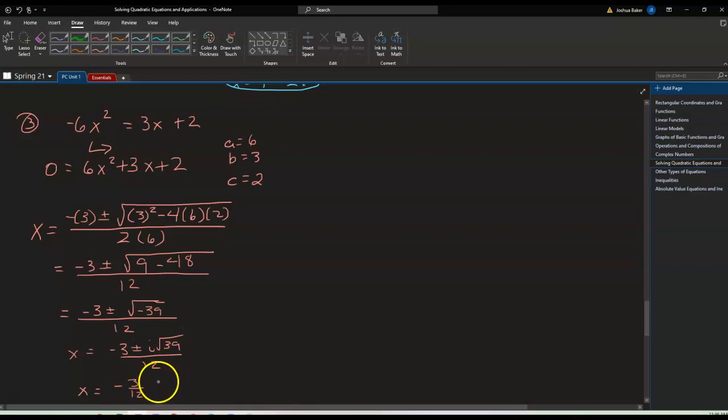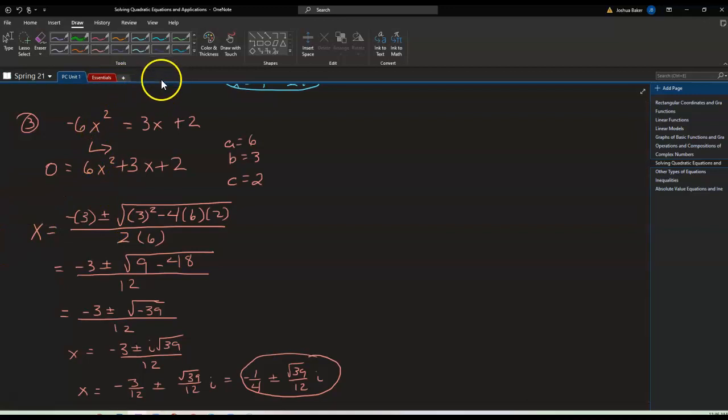So you separate the fraction out, -3 over 12, and then the square root of 39 over 12, and then the i. Now, you can simplify that, okay? So it'll be -1/4 plus and minus the square root of 39 over 12 i. Okay? Not all of them are going to be this nasty, I promise. This really is a pretty efficient and fairly easy method to utilize.